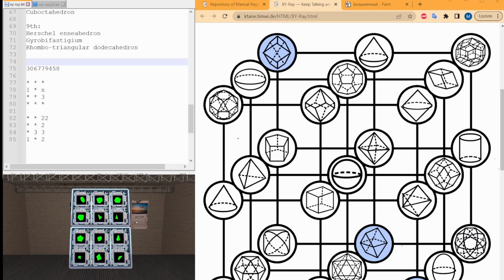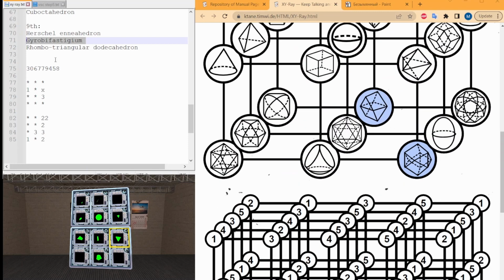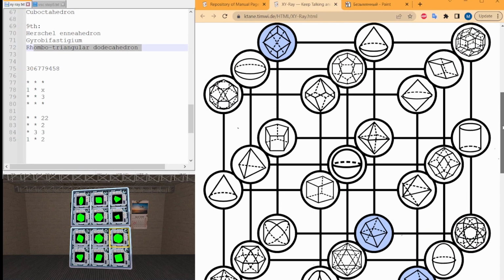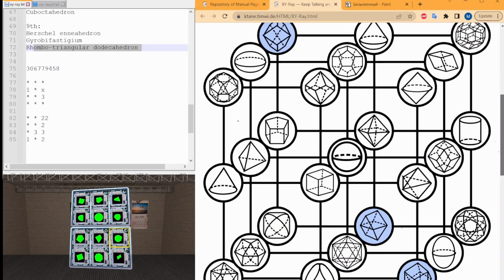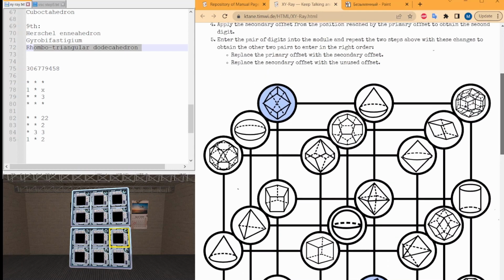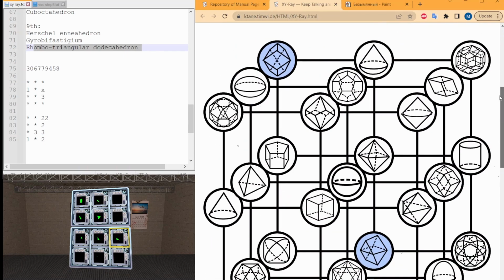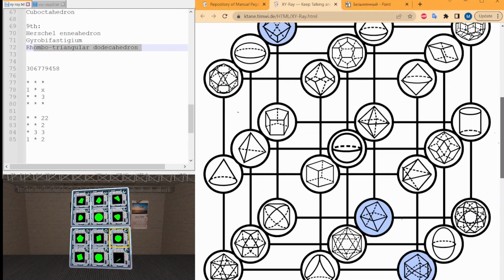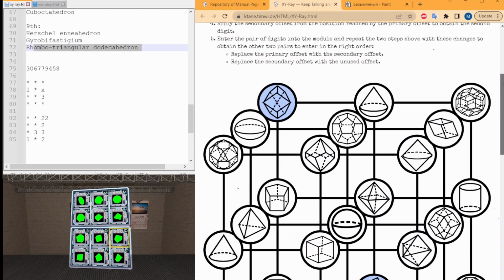Welcome back to group 9, last one. So here we have the Herschel enneahedron, this one on the top left, Gyrobifastigium, I guess, this one, and Rhombo-triangular dodecahedron, this one. So these three are quite quirky. By quirky I mean not quirky at all, because they don't really have any features you can easily use to identify them.